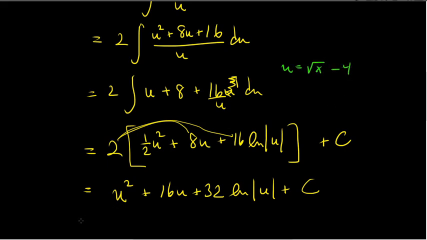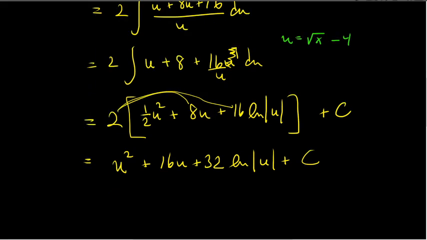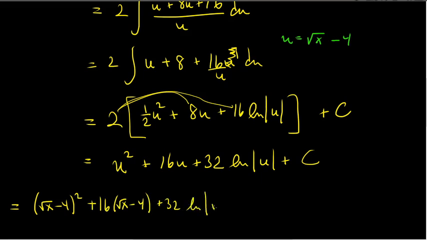So plug that in all down here. So square root of x minus 4 squared plus 16 times the square root of x minus 4 plus 32 times the natural log of absolute value of square root of x minus 4. And yep, that could be negative, so we do need absolute value.